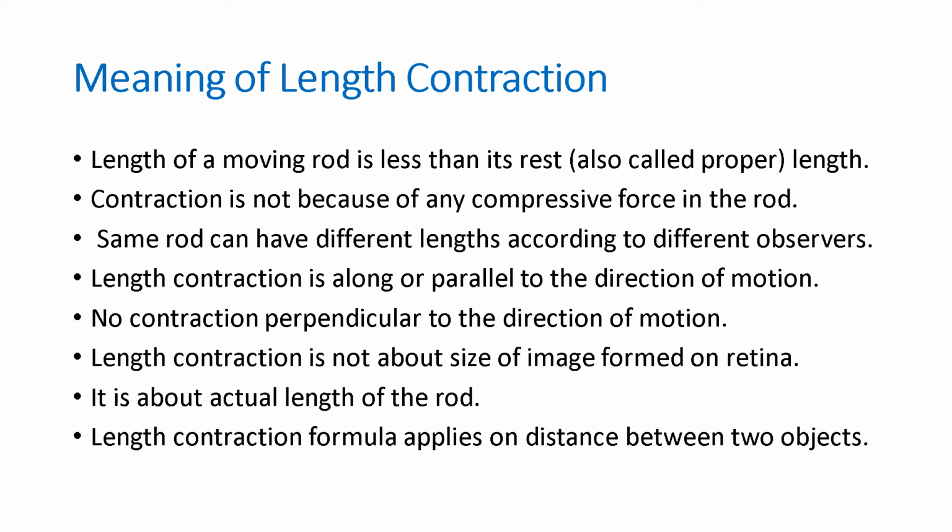The contraction formula applies to the distance between two objects even if the objects are not connected by a rod. Here, the distance measured by an observer for whom the objects are at rest is the proper distance, just like proper length or rest length. Then we can use the length contraction formula to find the distance between the objects relative to another inertial frame of reference.